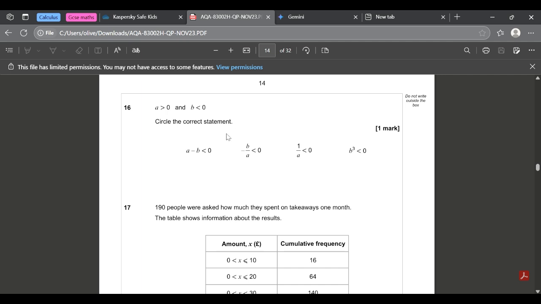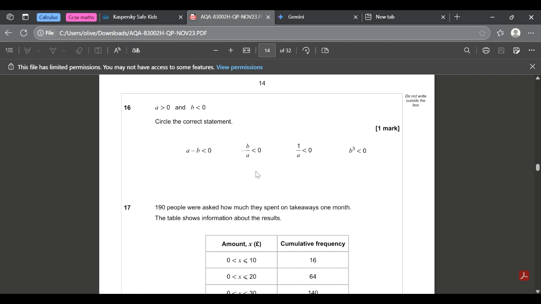Well, A minus B is less than 0. That can't be right because B is a negative number, and subtracting a negative number is just adding the number. So if B was, for example, negative 1, then it would be A minus negative 1, which would be A plus 1. So no matter what, that's greater than 0.